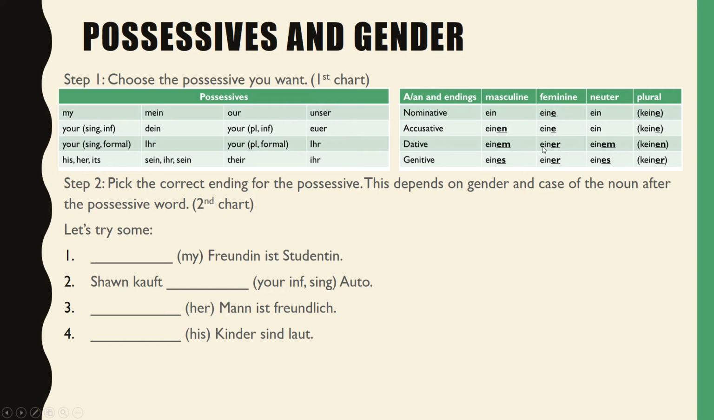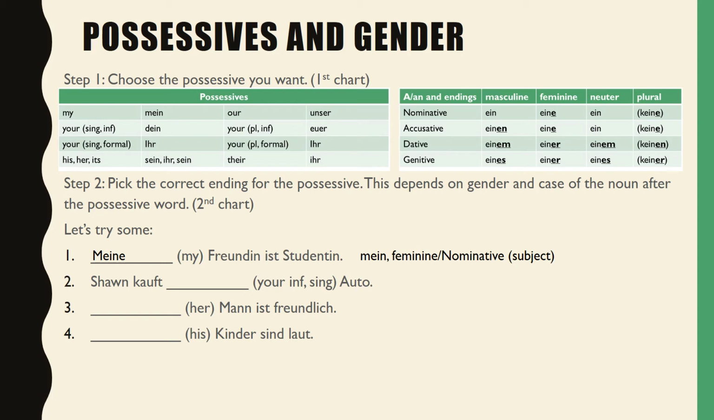This means that our ending comes from this column here. We need to decide case. My Freundin in this sentence is the subject. That means our case is nominative, and that means our ending is e. Our answer is meine, which is feminine for Freundin, and nominative subject Freundin, meine. If you would like to try the rest on your own, pause the video now.